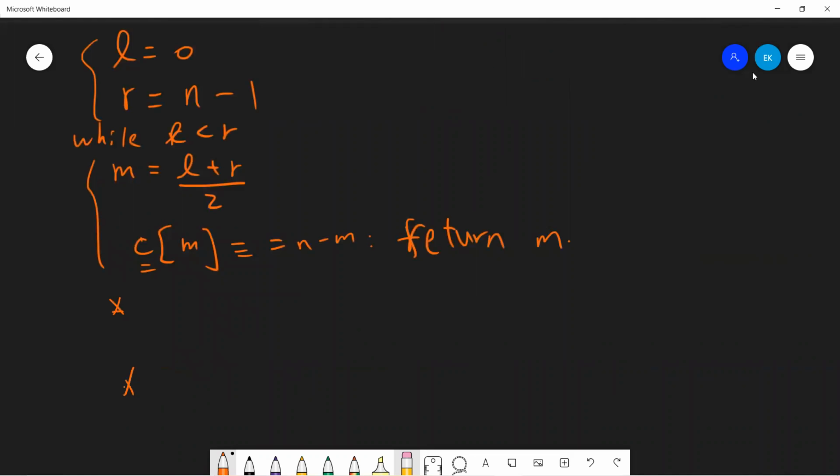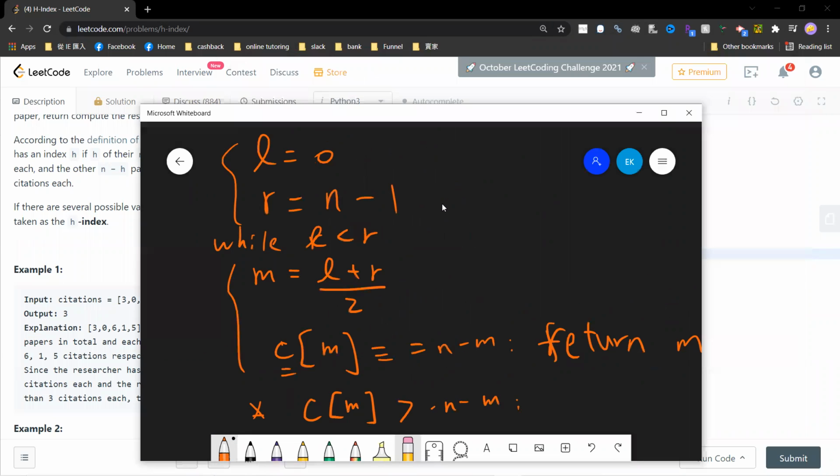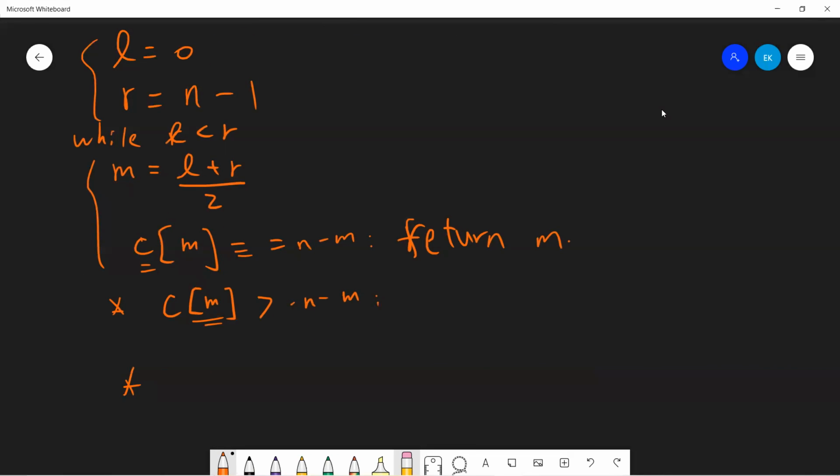And then there are 2 cases. The first case is that if the citation of M is greater than n minus m. So this means that your citation is so high, right? If the citation is greater than n minus m, that means your citation is too high, so your R should change to n minus 1.